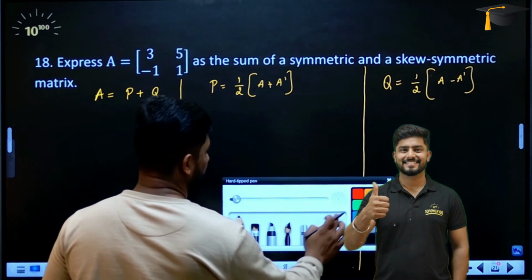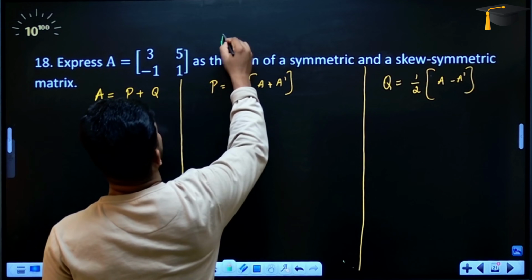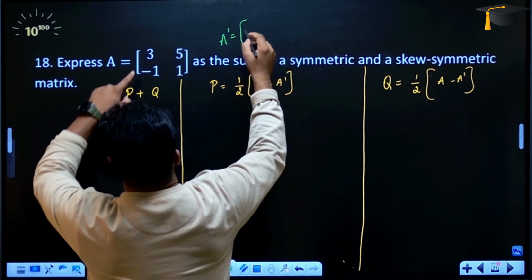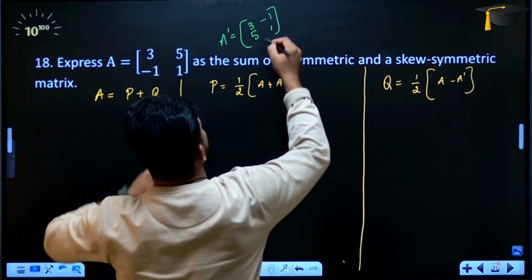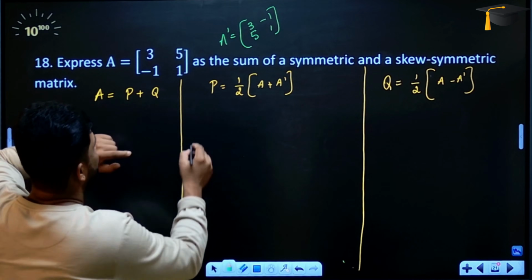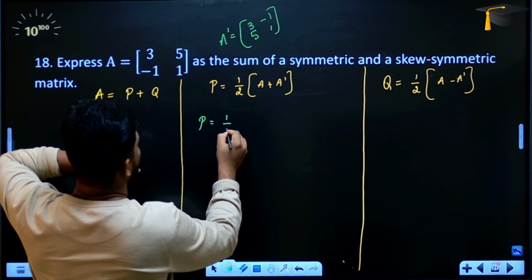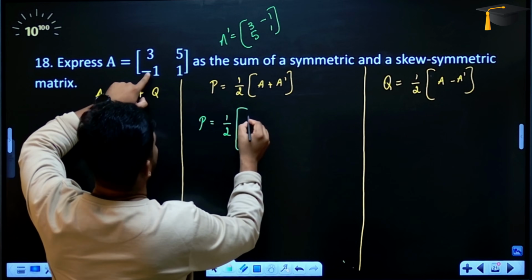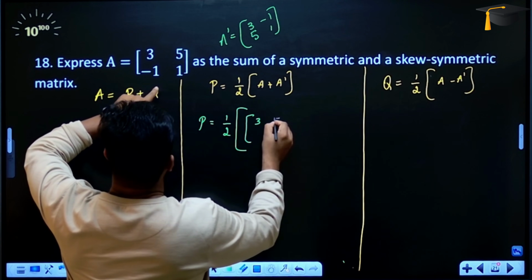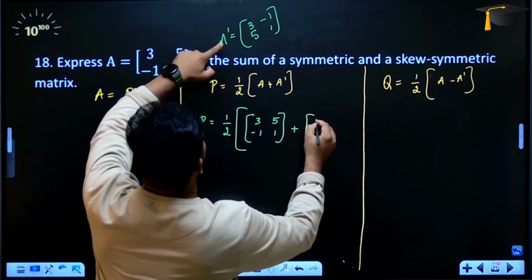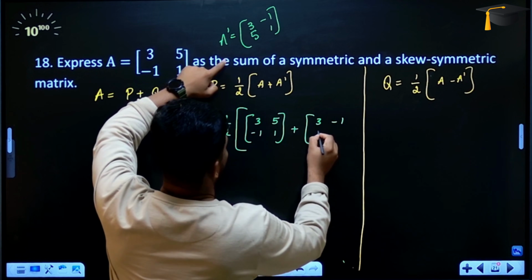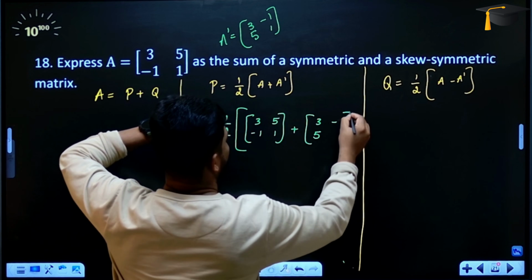Okay, so now here A dash is very simple for us. What is A dash? Transpose of this. It is 3, 5, minus 1 and 1. So this is A dash for us, right? Okay, so let's find out P. So P is equal to half of, take one big bracket, matrix A. Matrix A is 3, 5, minus 1, 1 plus this one. So it is 3, minus 1, 5, 1. So find the sum of these two.